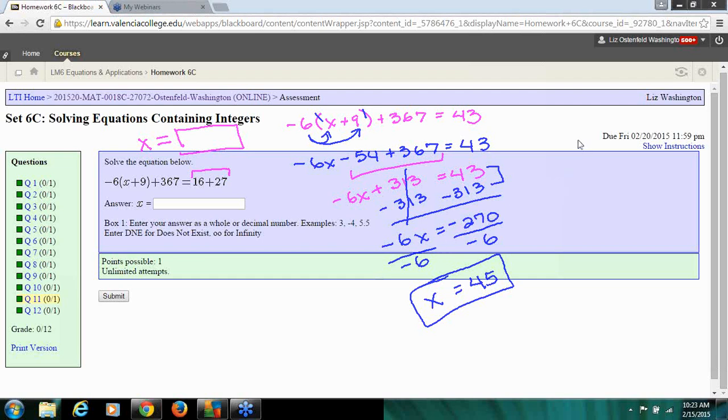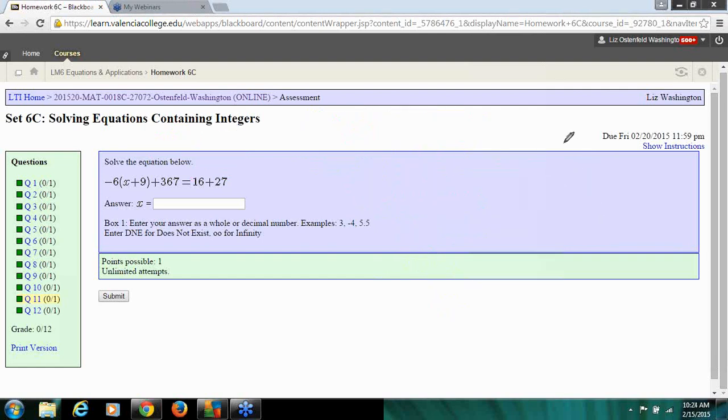Okay. I'm going to go ahead and clear this and go to the next one. Your classmate also wanted me to look at number 12. Pretty similar question, so I'll go ahead and work this one out.